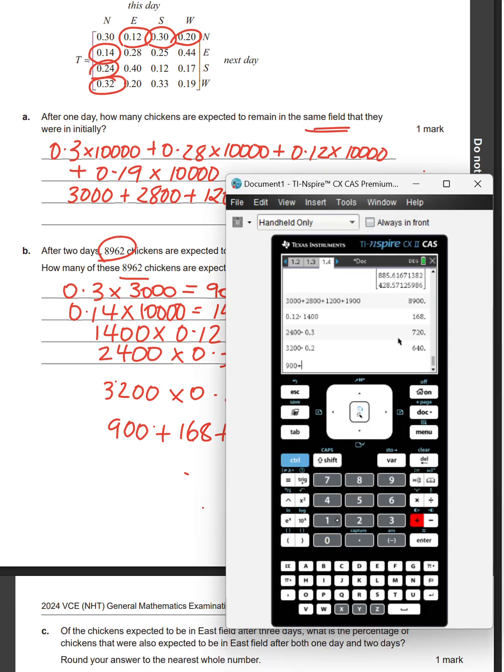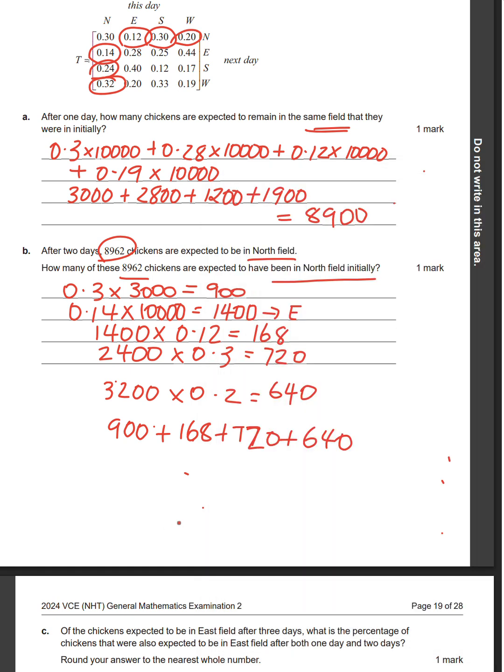900 plus 168 plus 720 plus 640. So that is 2428. Okay, so that one's a bit of a hard question, and it's only worth 1 mark, so there's not really a lot of indication for how much work was actually required. So we just want to try and keep a mind out for the kinds of things that are triggers here.